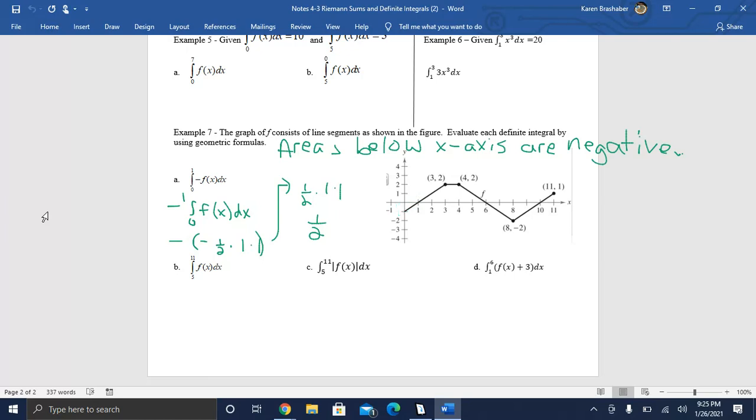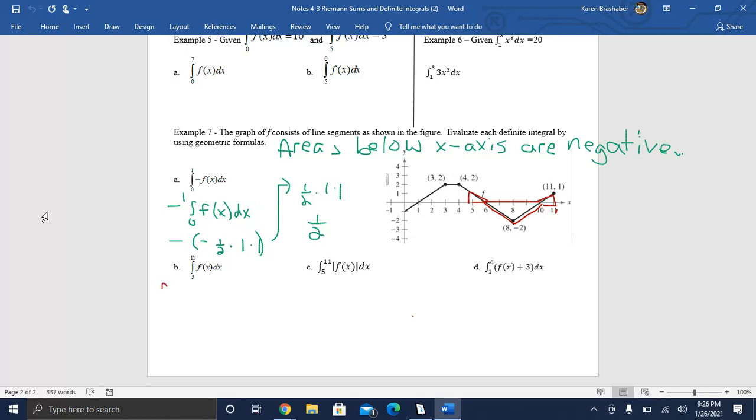In part B, we're asked to integrate from 5 to 11. So we're going to have to do a couple of shapes. For the 5, we could go from 5 to 6, and we have a triangle that we could work with from 5 to 6. Then we could go from 6 to 10 and work with a triangle that is below the x-axis. And then we can go from 10 to 11 for another small triangle above.